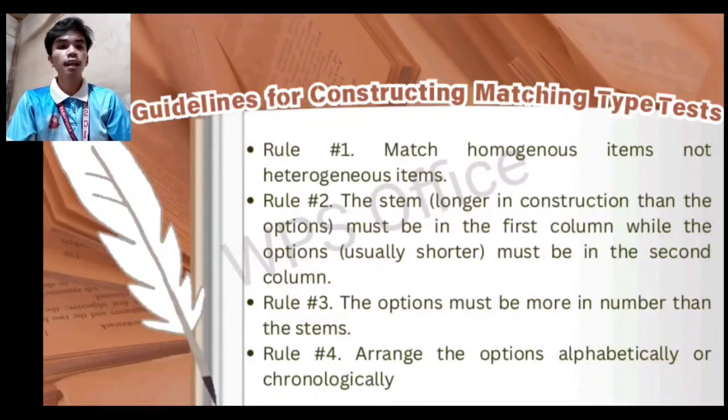Rule number 3, the options must be more in number than the stems. Yung ibig sabihin, yung options mo mas marami kaysa sa stems. For example, yung stems mo consist of 10 items. So, kailangan yung options mo more than 10 items. Okay, rule number 4. Arrange the options alphabetically or chronologically. Kailangan naka-arrange ang options mo alphabetically or chronologically. Chronologically means kung anong year nauuna.